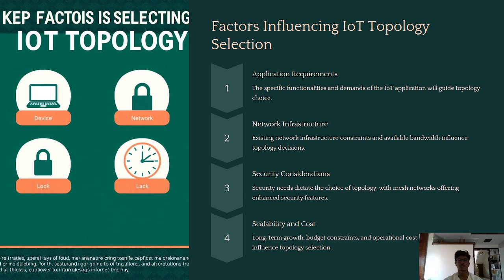Now let's talk about the factors influencing the IoT topology selection. Application requirements. The specific required functionalities and demands of the IoT application will guide topology choice. Network infrastructure. Existing network infrastructure constraints and available bandwidth influence topology decisions. Security considerations. Security needs dictate the choice of topology, with mesh networks offering enhanced security features. Scalability and cost. Long-term growth, budget constraints, and operational cost considerations influence topology selection.